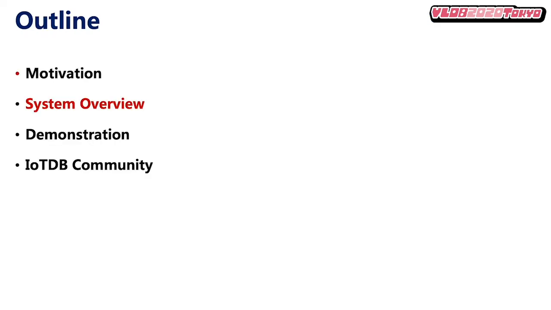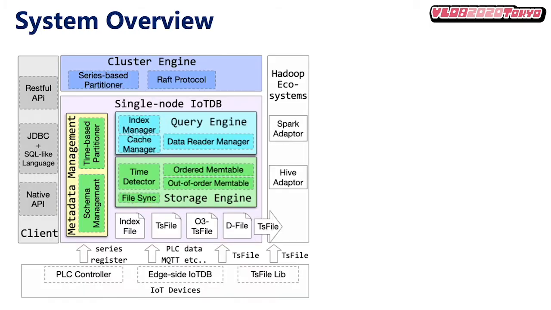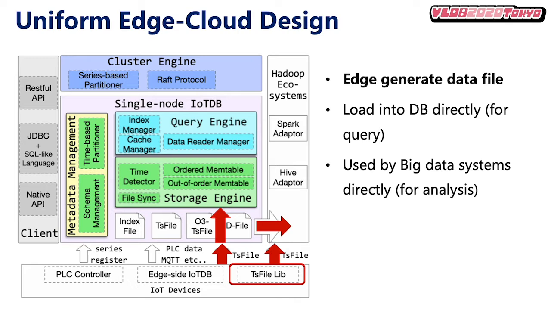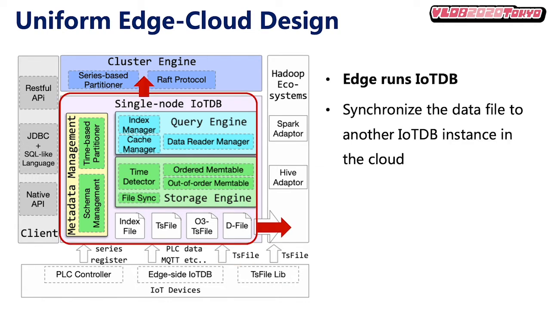So, we developed Apache IoTDB. This is a system overview. We provide a data file API which allows the edge-side device generating IoTDB data files directly and then loading the files into the DB instance in the cloud or in the big data analysis systems. The edge device can also run IoTDB directly and synchronizes the data files to another IoTDB instance in the cloud.